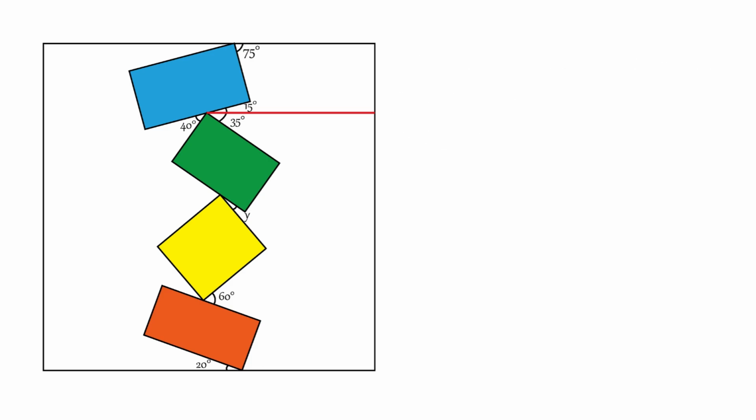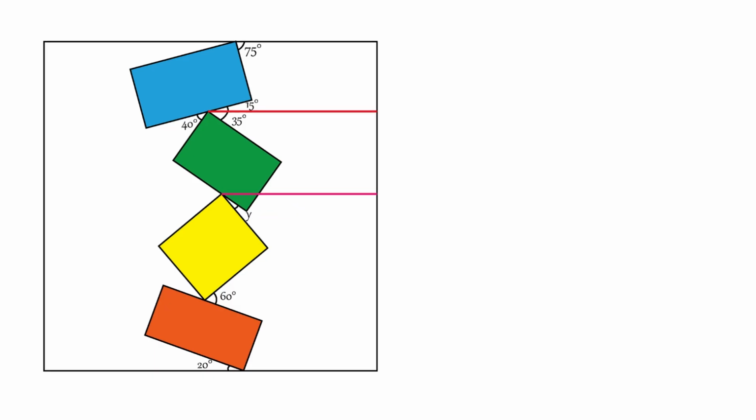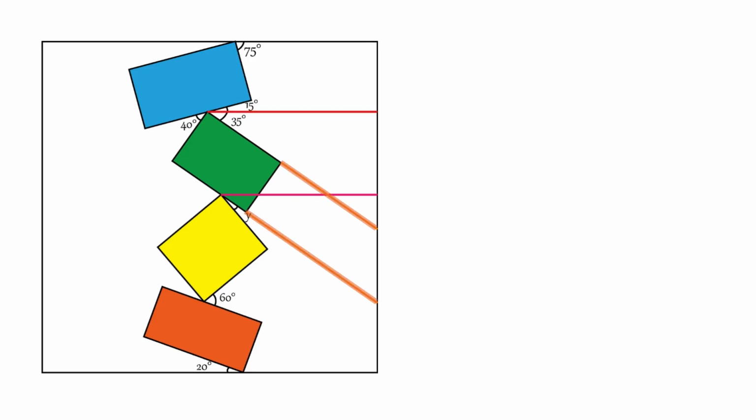Step 4. Another Z-shape move. All right, let's continue moving downward to the intersection of the green and yellow rectangles, where our unknown angle Y is located. Now, draw a new pink horizontal line at this intersection, parallel to our previous red line. Extend diagonal orange lines continuing downward along the rectangles, creating a clear Z shape with our pink line.